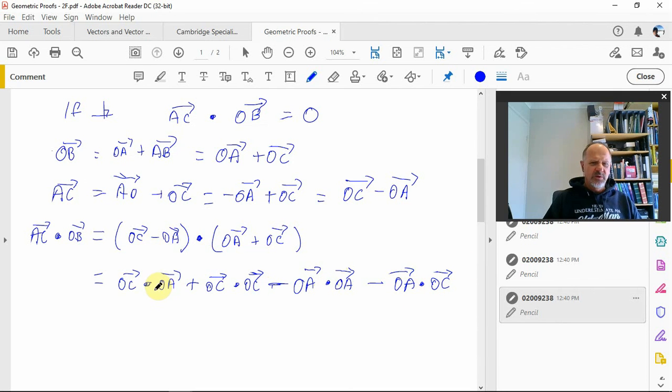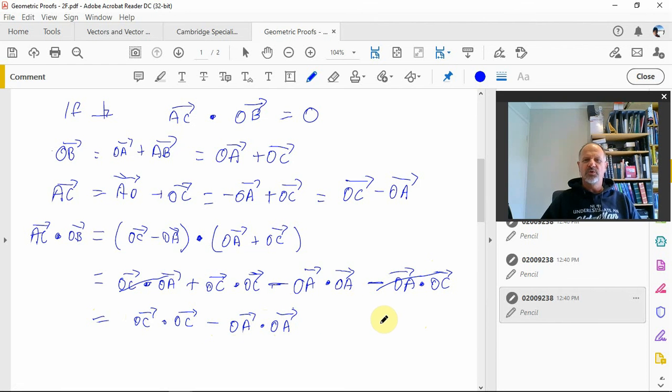Now, when we look at this, you'll notice you've got an OC.OA and an OA.OC. So they're the same, but we've got a minus here. So we've got once there and we're taking it away there. So what are we left with? We're left with OC dot product with OC, minus OA dot product with OA.